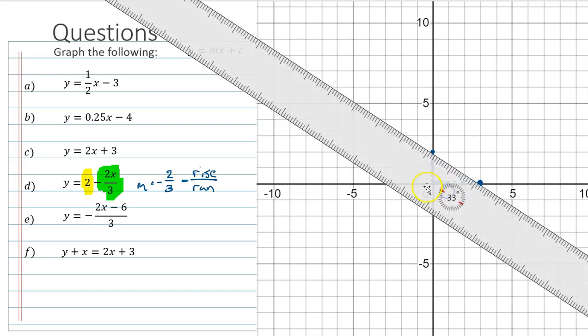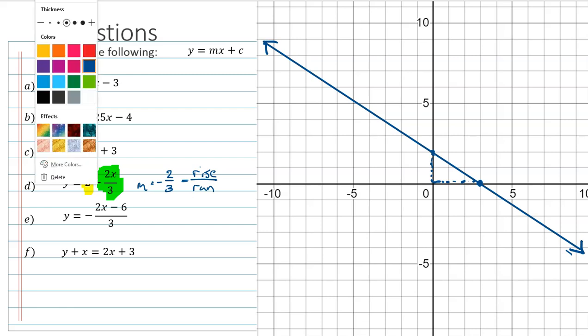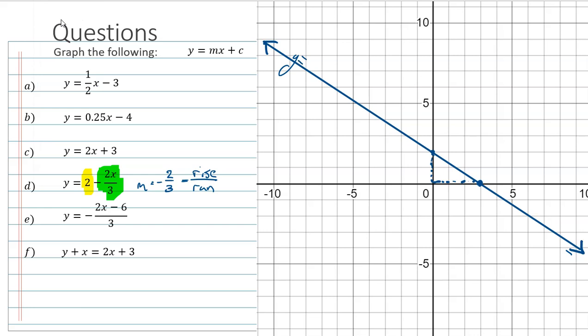Lining up the ruler to fit through both points. There we go. Then putting the arrowheads on our line. So the reason we need the arrowheads is to denote that the line goes onwards to positive infinity all the way to negative infinity. So this is y equals 2 minus 2 over 3x. Or you could change it around so it was negative 2 over 3x plus 2. Either way is acceptable. Now e, we have y equals negative 2x minus 6 all over 3.